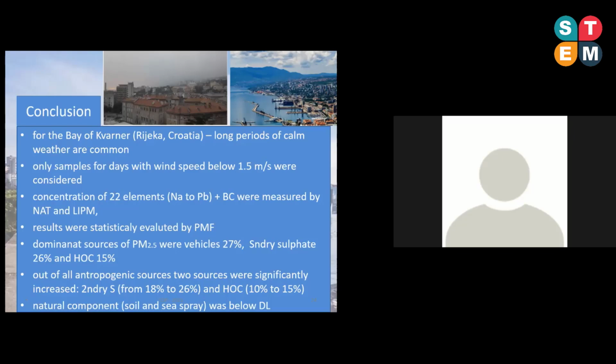We obtained 7 dominant anthropogenic sources, such as vehicles, secondary sulfates, heavy oil combustion, road dust, smoke. Out of all anthropogenic sources, during calm weather conditions, only concentrations of 2 sources were significantly increased: secondary sulfate from 18 to 26% and heavy oil combustion from 10 to 15%. Natural components, such as soil and sea spray, were below detection limit.